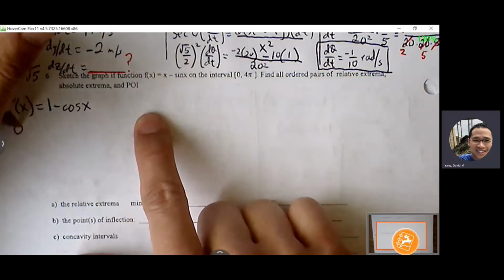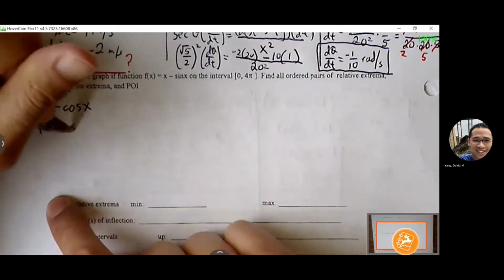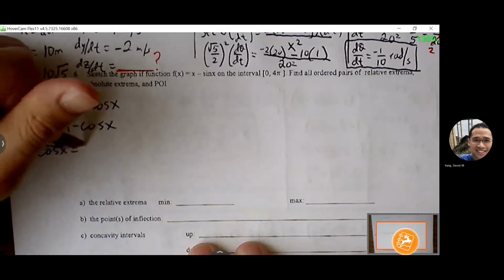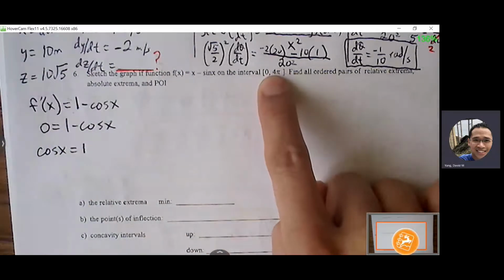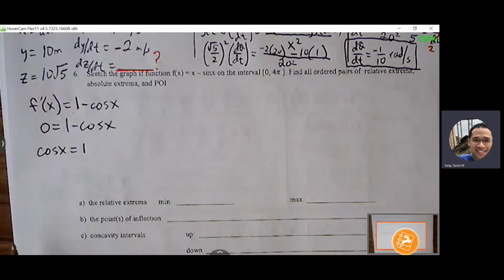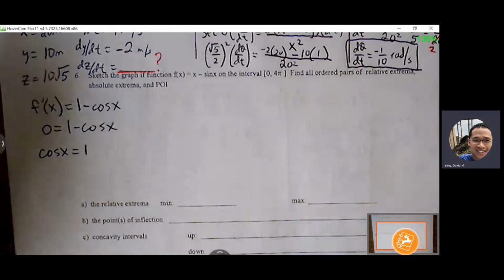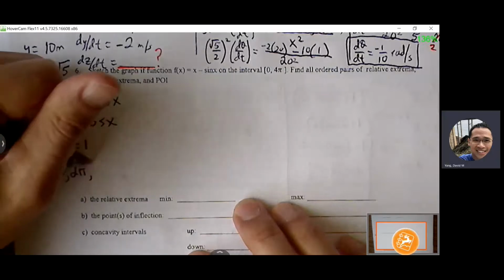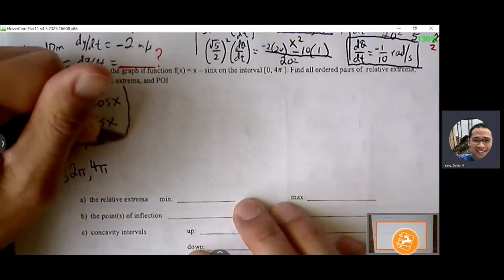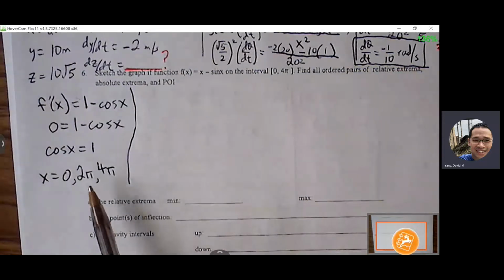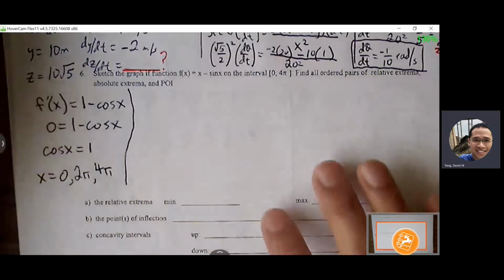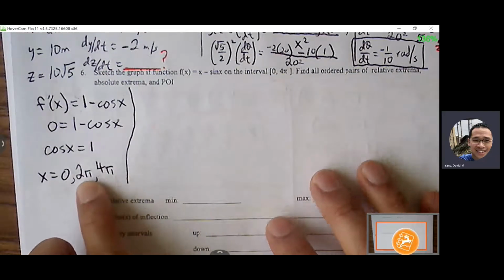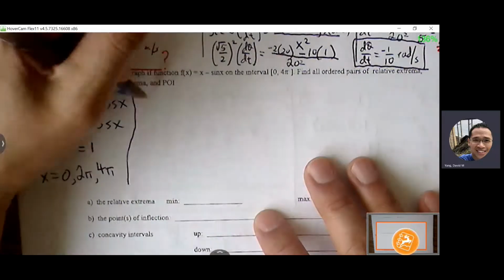Set the derivative equal to 0. Okay, we're extending all the way from 0 to 4 pi, so where is cosine equal to 1? 0, 2 pi, and 4 pi. Okay, so we're just going all the way to 4 pi, so I'm going to include that as well. Once we have our critical points, place them onto our sign line. We do have duplicates in terms of endpoints, so only 2 pi will stand in the middle.